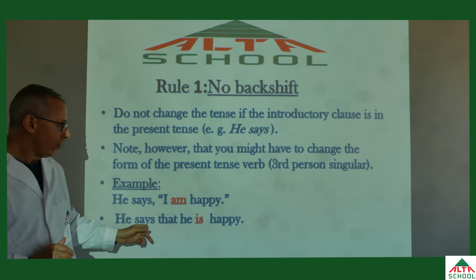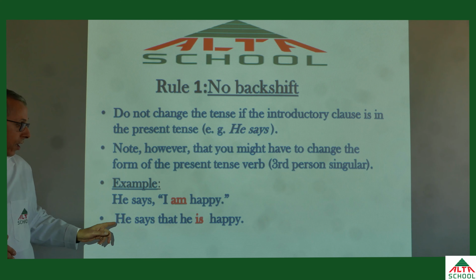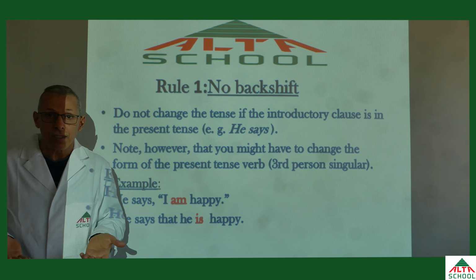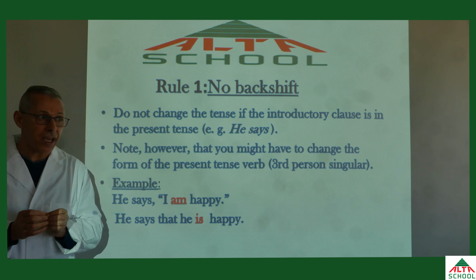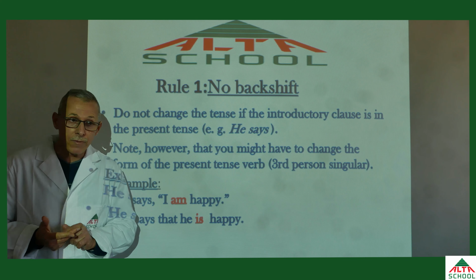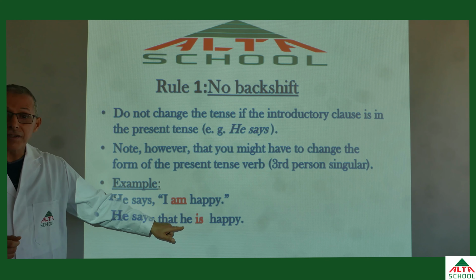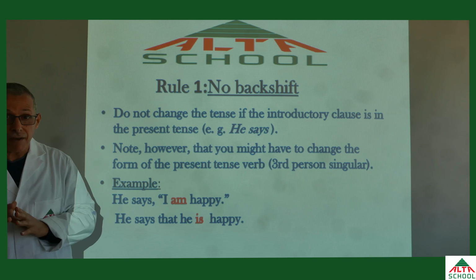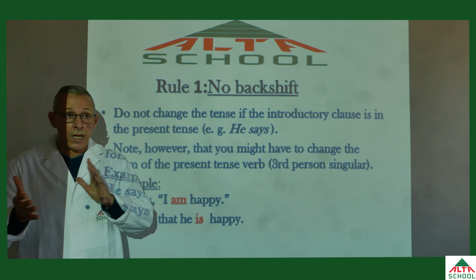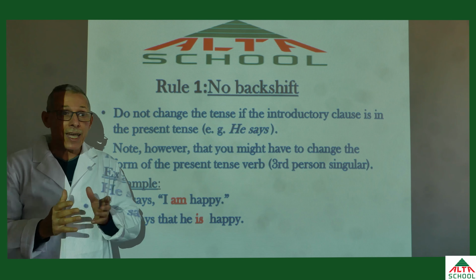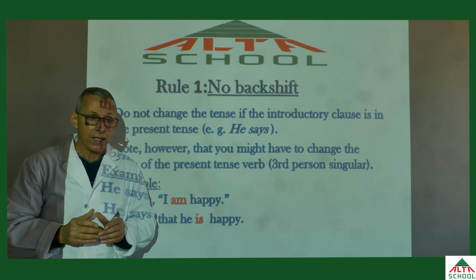Here we have an example in which we see that we haven't changed the tense. The only thing that we have changed is the form of the verb. It means we have to use the third singular form and we have used he instead of I. Alright? So be careful. Though we don't have to go backward, to the past, we have to make some changes. Right.